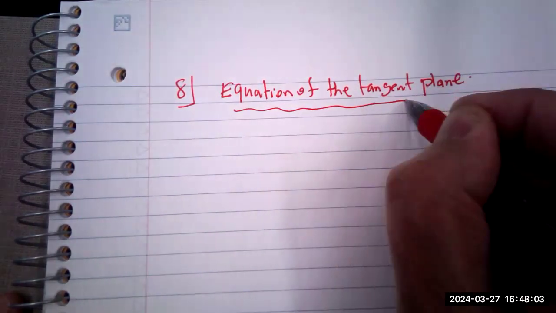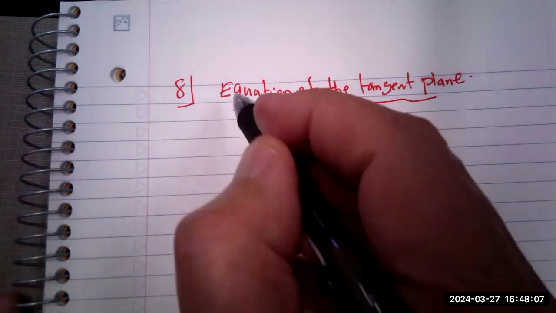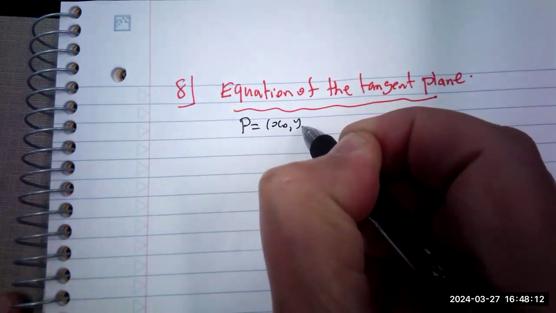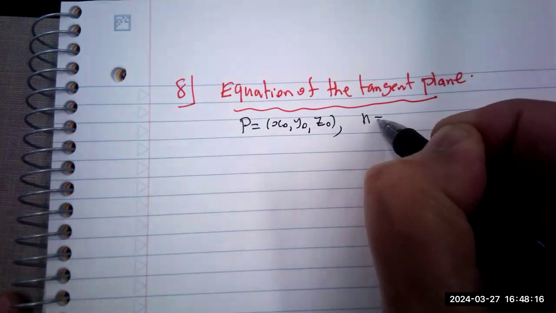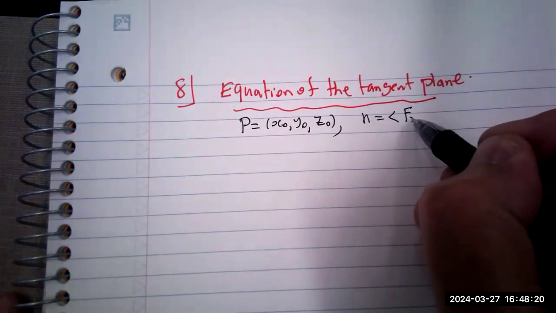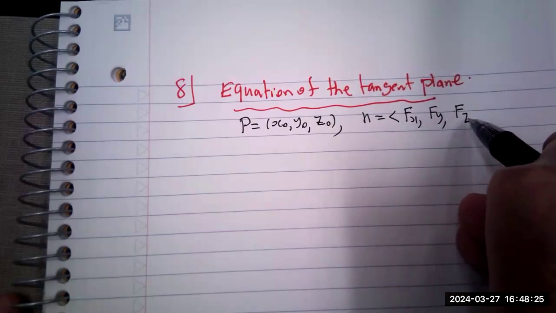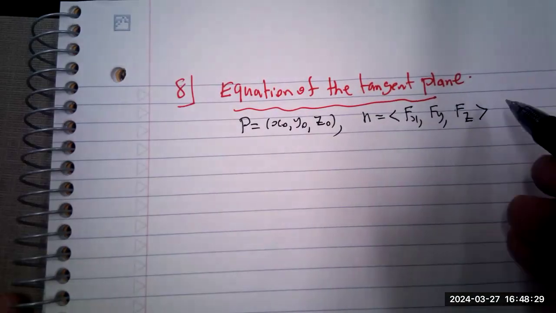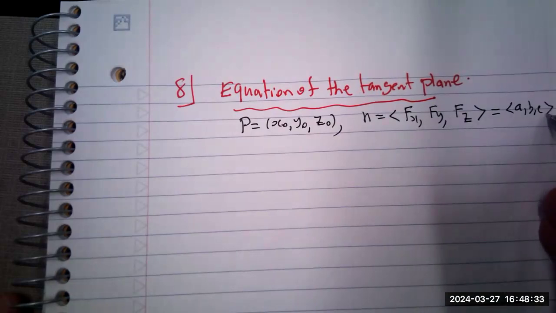So the idea is we need a point. The point would be given, which is going to be x0, y0, z0. Then we need a normal vector. Your normal vector is going to be the gradient vector, which is f sub x, f sub y, f sub z, for a function of 3 variables. So this would be your normal vector, which is a, b, c.